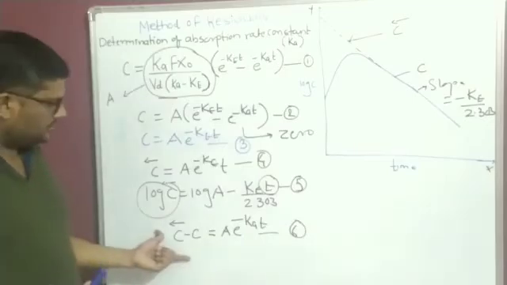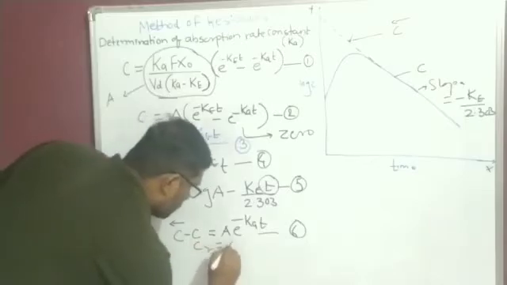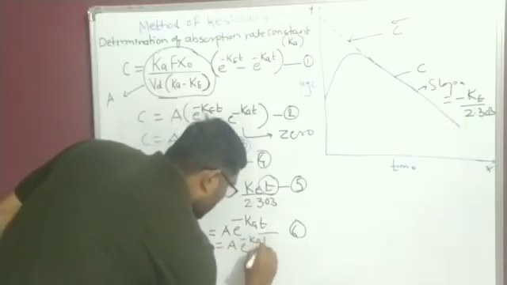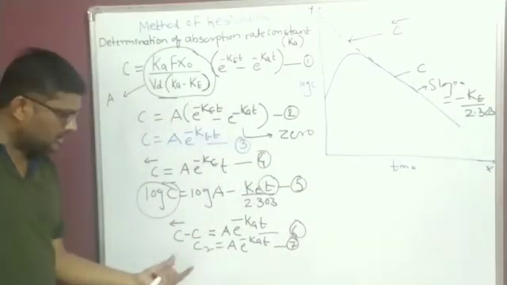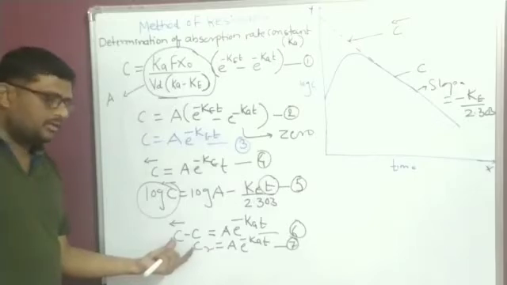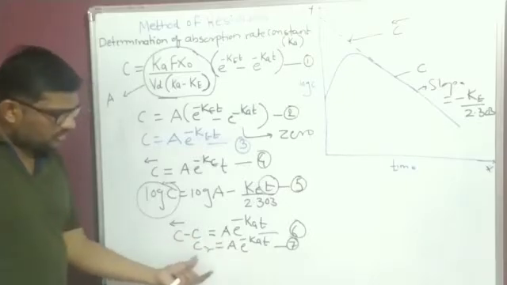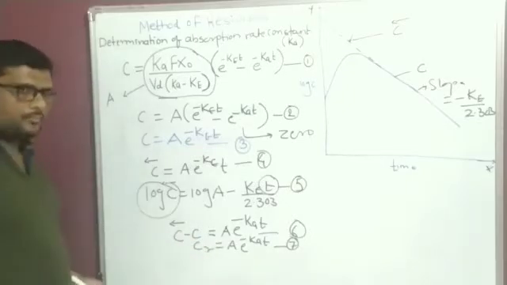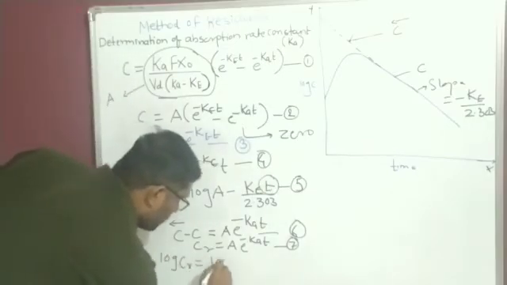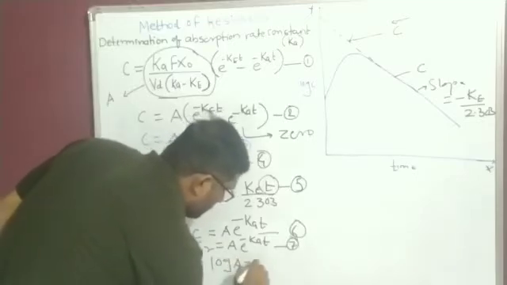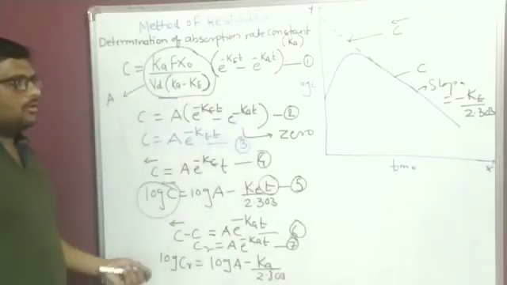This is also called the residual concentration: C_R = A e^(-K_a t). Consider it as equation 7. So this C_R is nothing but the back extrapolated plasma concentration minus the true plasma concentration value. By taking the log of this, we get the equation log C_R = log A - K_a t / 2.303.